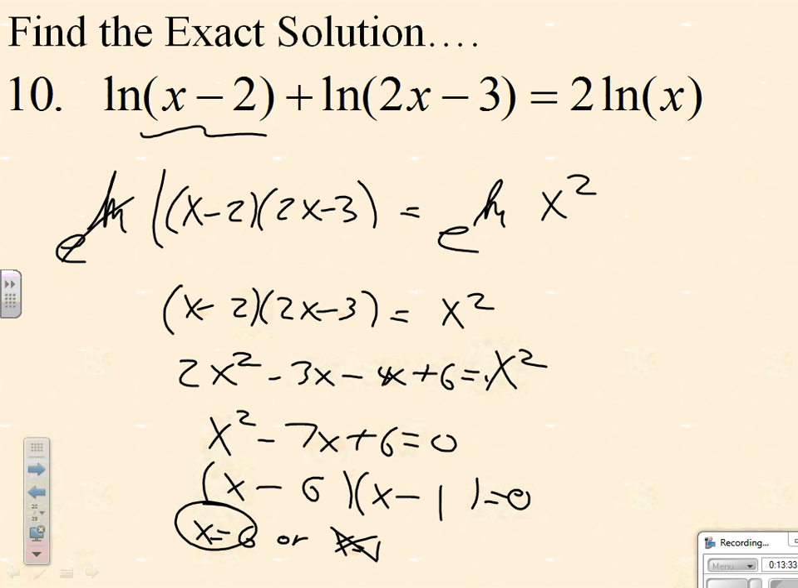Because I could have a negative here and a negative here, and when I combine them, those two negatives give me something that's positive inside the logarithm. So I have to be aware of that. If you do this compression, make sure you check your answers. 6 minus 2 is positive, 12 minus 3 is positive, and 6 is positive. That one works. Plugging this 1 into here gives me a negative on the inside of a logarithm. Here's another negative inside a logarithm. That one is not allowed.